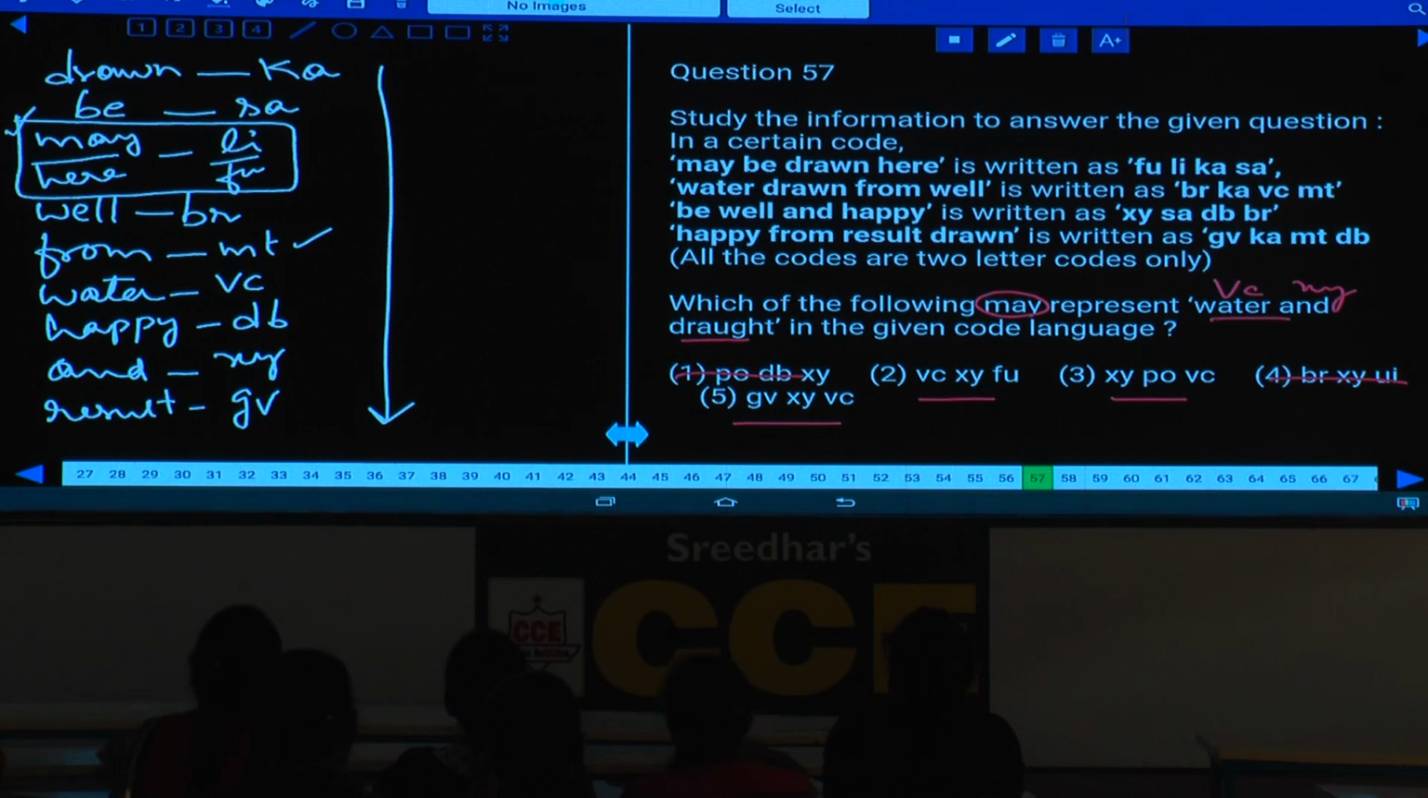Then let us check out for this one, VC, XY. Can FU be the code to the word drought? Now FU cannot be the code to the word drought. Why? Because FU could be the code for either may or here.